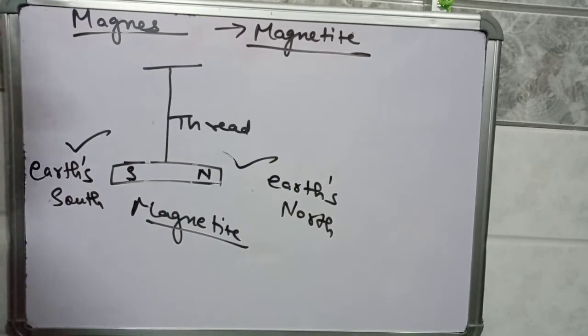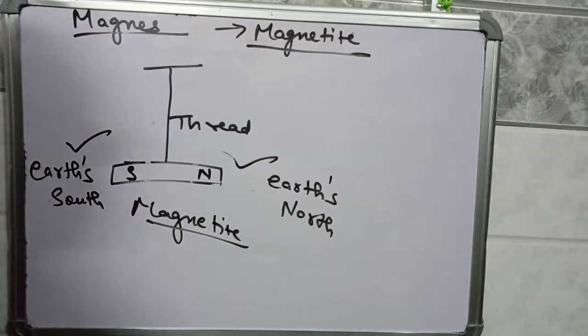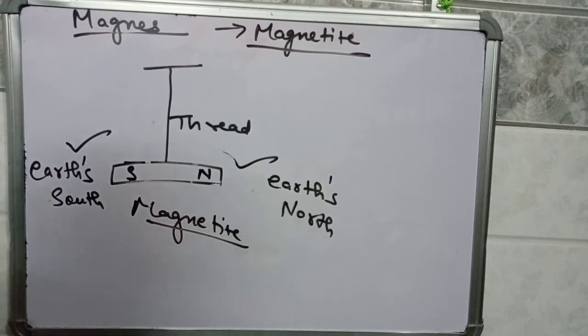Okay, the north of a magnet points towards the earth's north, and the south of the magnet always points towards the earth's south. So it was used by ancient people also to find out the direction in forest areas, in mountain areas, or when they used to sail in a ship. They could find out the direction with the help of a natural magnet, because a natural magnet always points in the north-south direction.